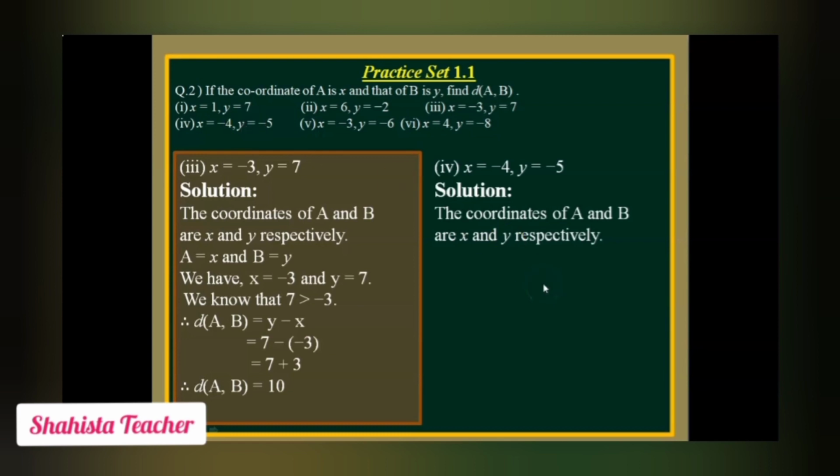So here we will write A is equal to x and B is equal to y. After this, we have x is equal to -4. In our question, we know that x is equal to -4 and y is equal to -5. So here we will write, we have x is equal to -4 and y is equal to -5. This value we have.